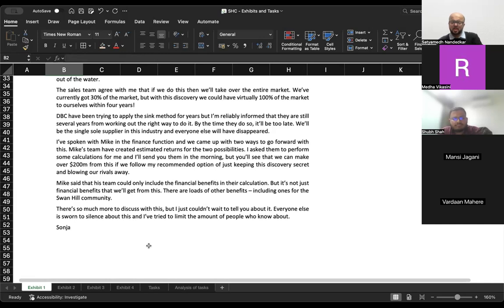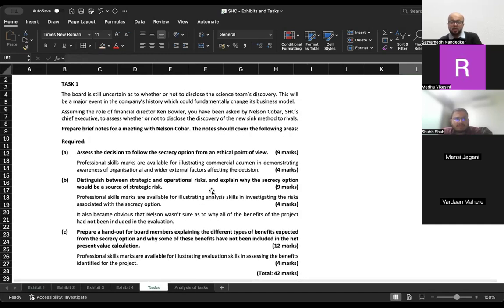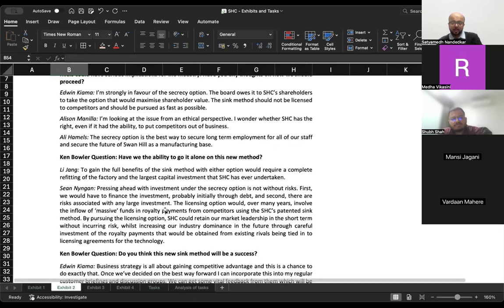This is just, in my opinion, all of this is a very emotional email. This has got nothing to do with the decision to follow the secrecy option from an ethical standpoint.